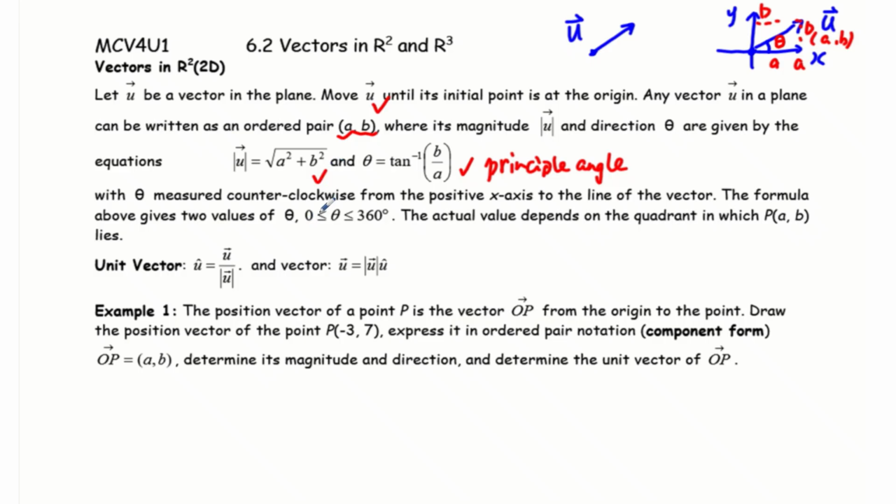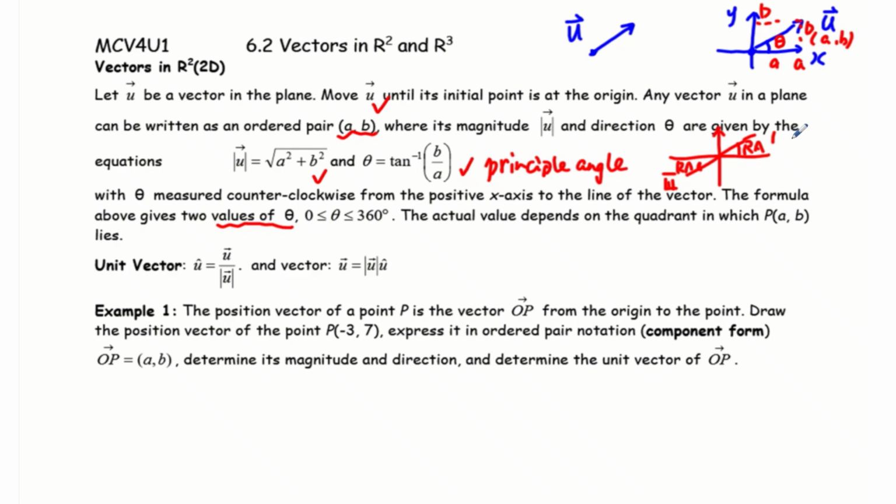And this formula will give you two values of theta. For tangent, if tangent is positive, it may be the first quadrant or maybe the third quadrant. So we need to see, we call this the related acute angle. Then based on the quadrant, we decide which angle we are going to use.